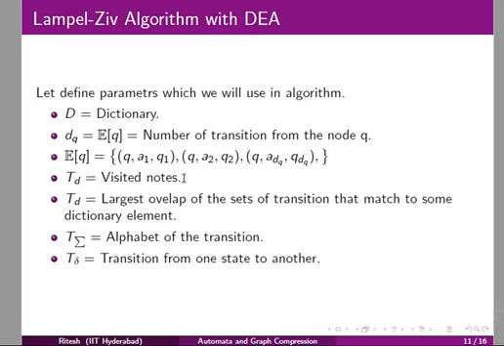T of D is the visited nodes, meaning whichever nodes we have visited will be stored in T of D. T of D is like the largest overlap of the transitions, which is the largest number of transitions we are going to visit. So it will be like an overlap, meaning which part we are going to cover. And T of sigma is the alphabet of transitions, meaning which alphabet we have to cover, and we will store it in T of sigma. And T of delta is the transition from one state to another. So these parameters we are going to use.